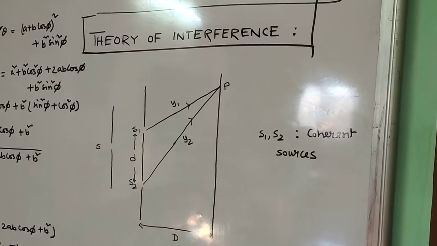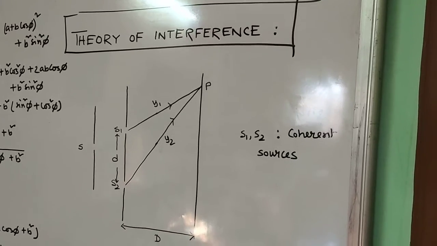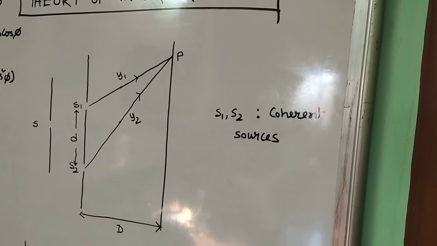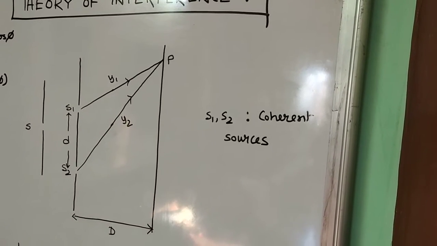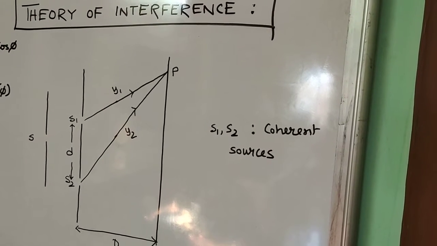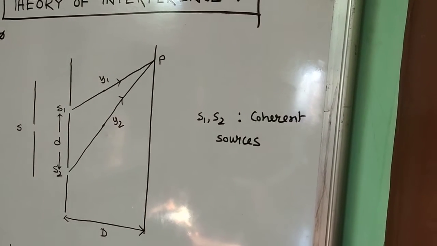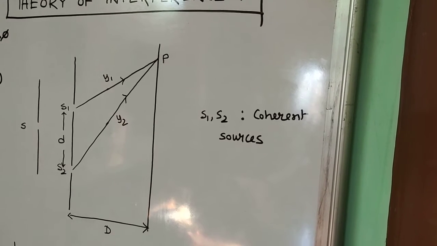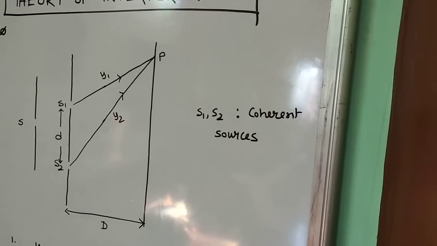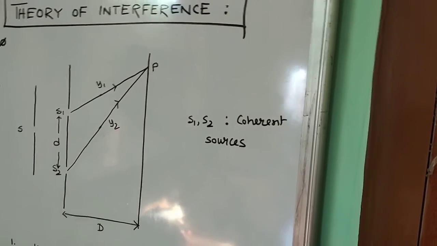Now, in this figure, we have made the coherent source from a single source. S1 and S2 are two coherent sources separated by a small distance d. Now the waves from S1 and S2 are represented by Y1 and Y2, superimposed at P, and as a result interference will occur. Now where the two waves superimpose, that is the point P, is on the screen, which is at a distance capital D from the slits. Now S1 and S2 are coherent sources, so already we have defined constant phase difference or zero phase difference.